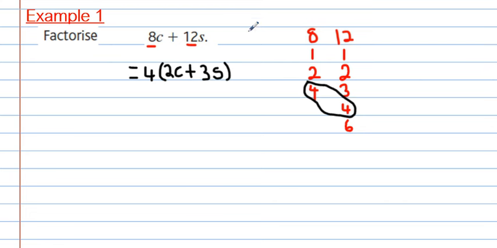You can always check your answer by multiplying out the brackets. I've done a separate video on multiplying out brackets or expanding brackets. Have a look at that to help you. But just a quick review: you do 4 times 2C, which gives you 8C, and 4 times 3S will give you 12S. Okay, let's go to the second example.